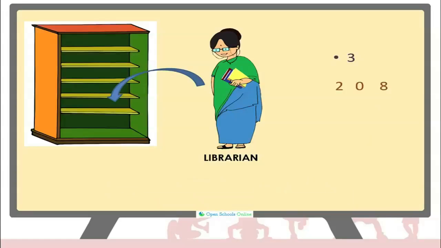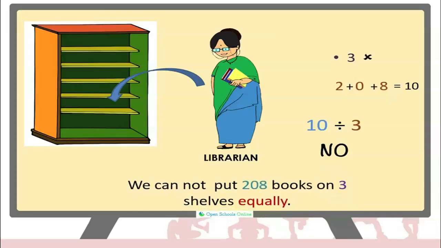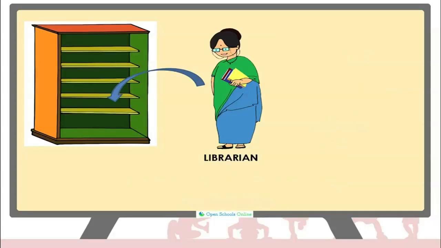So the next option is 3. Can we arrange 208 books equally on 3 shelves? Let's find the answer by using the divisibility rule for 3, which is that a number is completely divisible by 3 if the sum of all its digits is divisible by 3. Here the sum of the digits is 10, which is definitely not divisible by 3. This means 208 books cannot be arranged in 3 shelves equally. Now let's look at our next option.